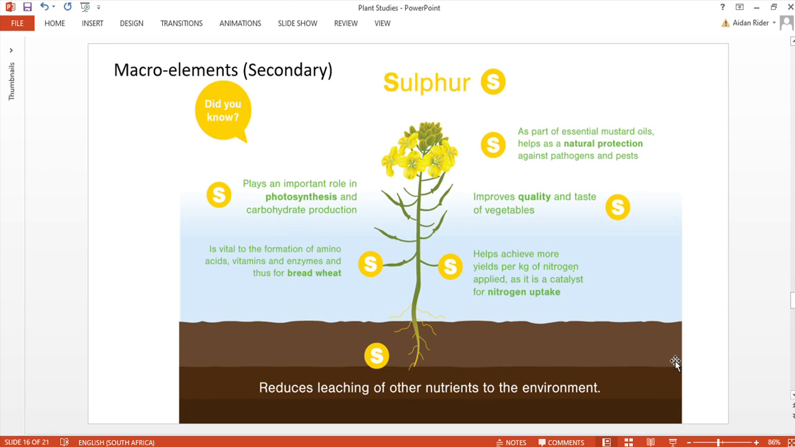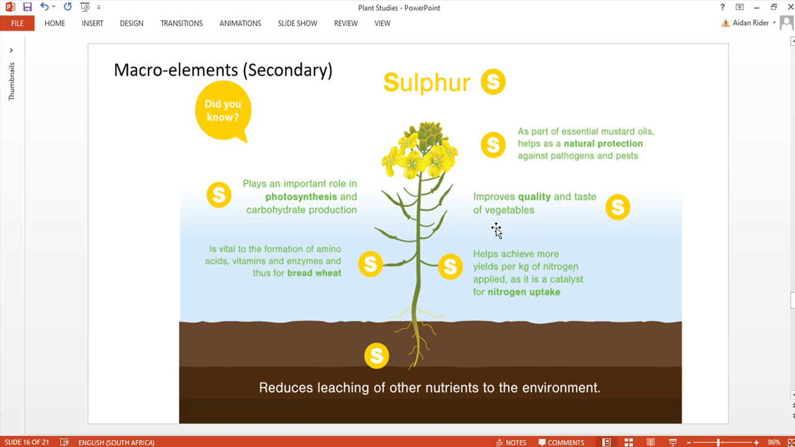Sulfur reduces leaching of other nutrients to the environment, so it helps prevent the loss of minerals out of the soil. It also plays an important role in photosynthesis and carb production, food production for the plant, and as part of essential mustard oils it helps as a natural protection against pathogens and pests, and improves quality and taste of vegetables. Yes, so it's very beneficial for the plant.